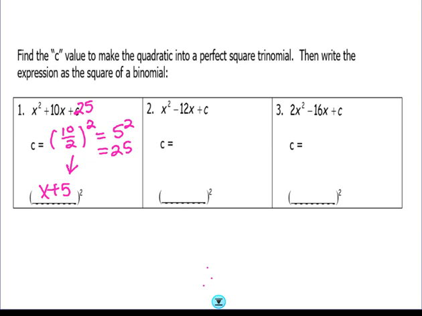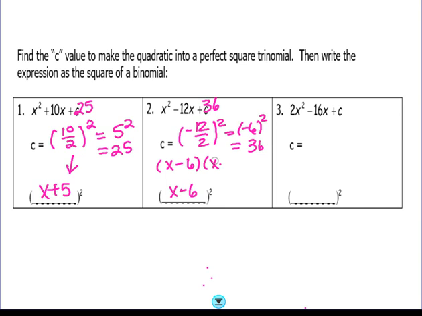Alright, let's find c for the second one. We have x squared minus 12x plus c. So we're going to take half of b and square it. So negative 6 squared is 36. And then we're going to factor it. What multiplies to give you 36 but adds to give you negative 12? So negative 6 and negative 6. So when it factors, we're going to end up with x minus 6 squared. That's our goal, to get this.